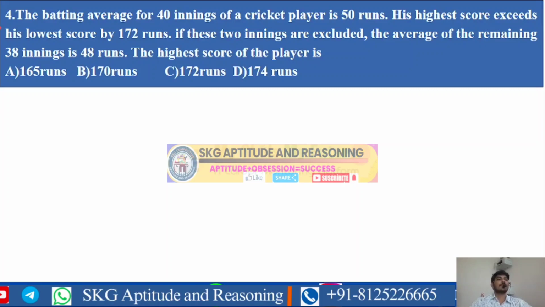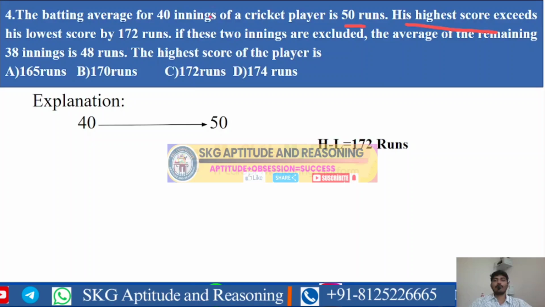So what I gave in the question is the batting average over 40 innings. For those 40 innings, the cricketer's average was 50 runs. Next, one more point: his highest score exceeds his lowest score. Among those 40 innings, he has one highest score and one lowest score. The sum of this highest score and lowest score is given as 172 runs.